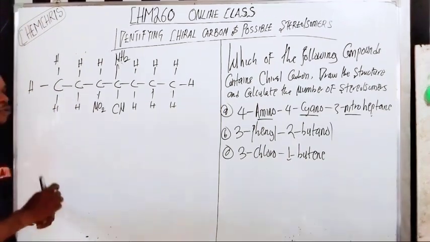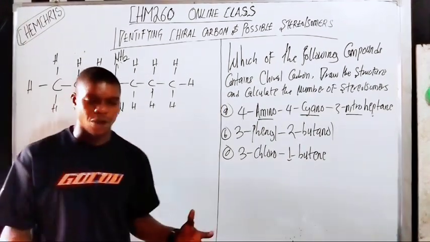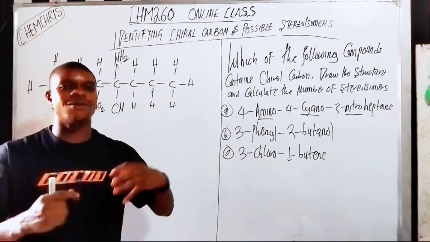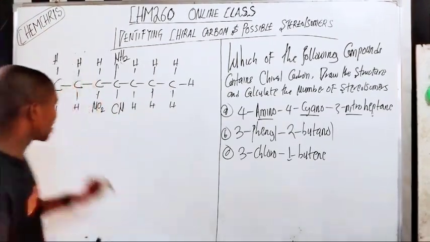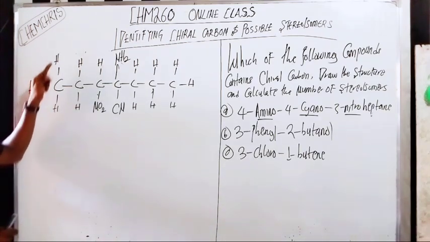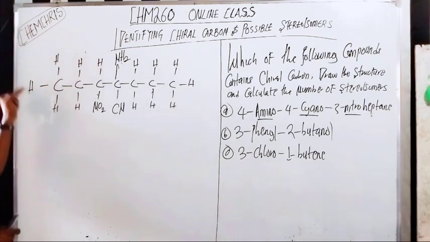Now the next thing we want to do is identify the chiral center, or the chiral carbon. I say that a chiral carbon is that point or carbon that has 4 different groups. So now let's start from here. This is not a chiral carbon. Why? Because this carbon atom has hydrogen, hydrogen, hydrogen.